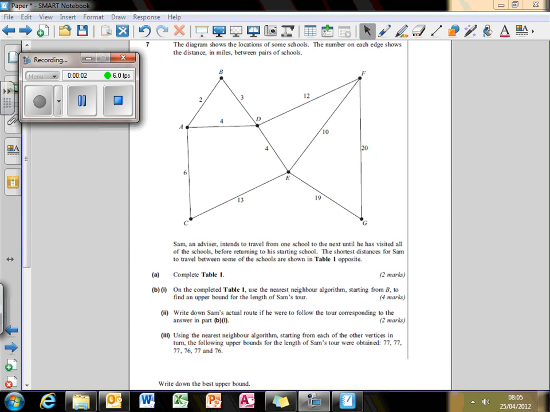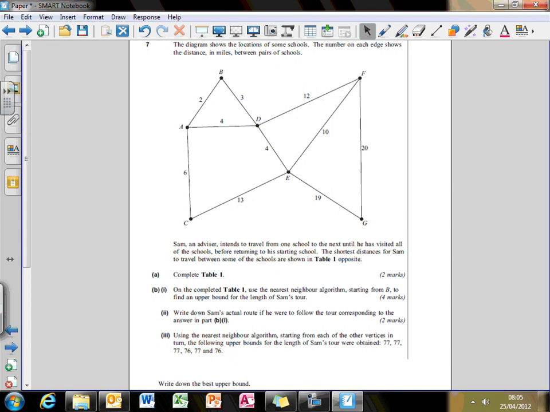Okay, so we're looking at question 7 from the D1 January 2012 mock. A lot to it, actually, isn't there? Let's have a look at it. So it's all about the traveling salesperson, isn't it? Complete table 1. We're looking at an incomplete graph here. So part A, for 2 marks, is just asking us to make it complete, if you like.